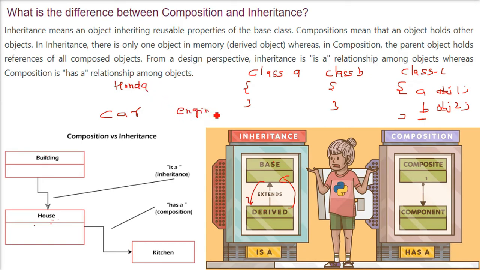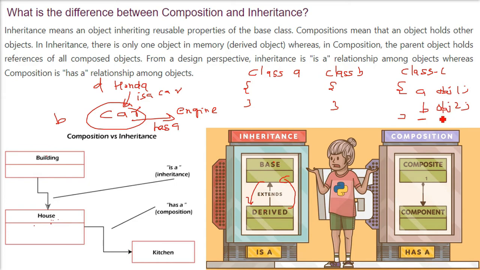Now, Honda is a car. So Honda is the derived class, car is the base class. The car has an engine. Every car has an engine. So this is a has-a relationship. This is the difference between composition and inheritance.